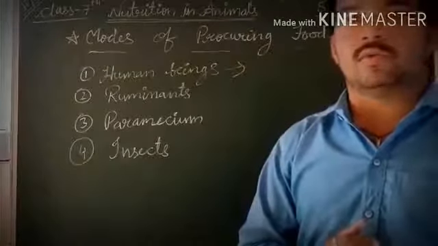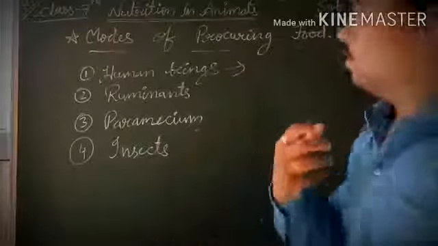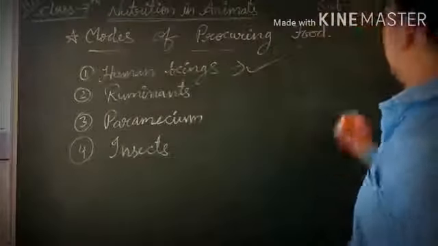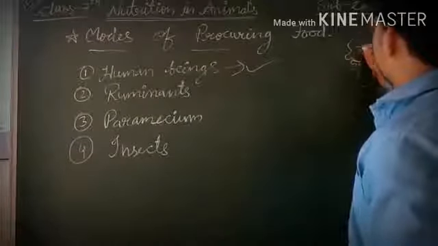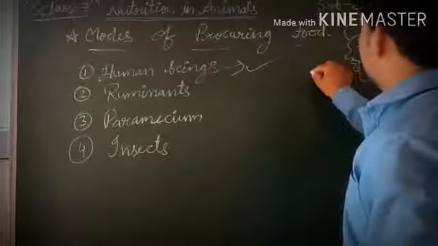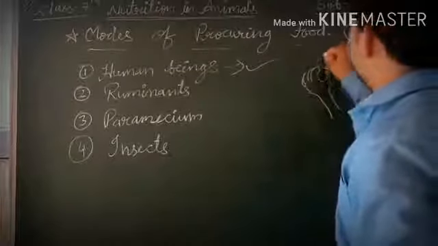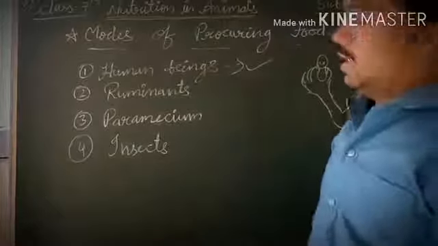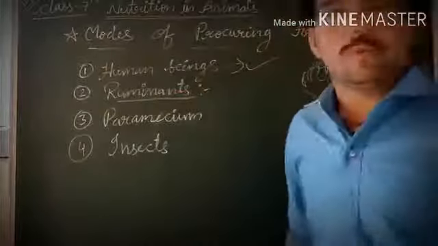So the mode of procuring food in human beings is with the hands and mouth, with the help of hands into the mouth. So this is human beings, we always use our hands and our mouth in this way. This is the mouth, and we are always using our hands like that. But if we talk about ruminants, do you know ruminants?